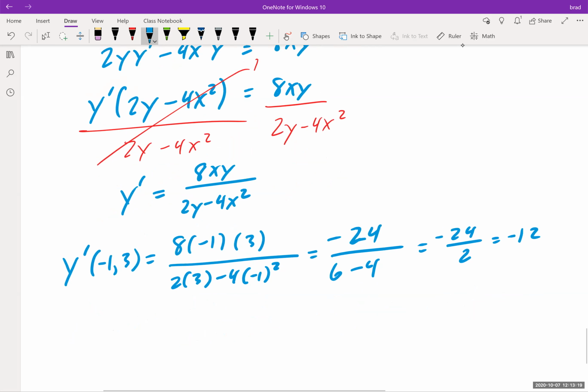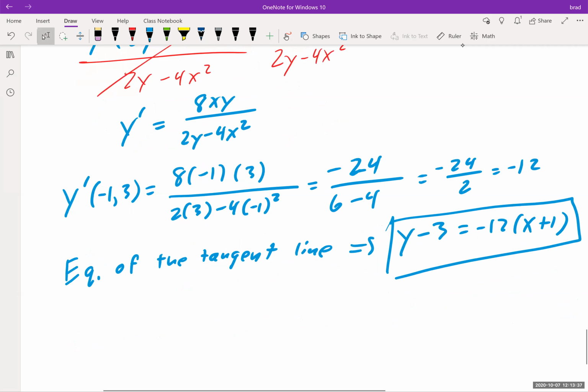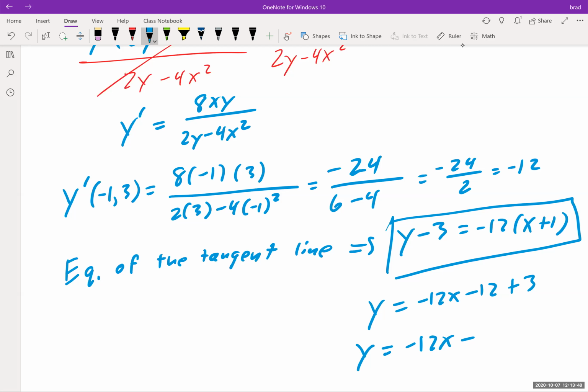So now we have our equation of the tangent line: y minus 3 equals -12 times (x plus 1). And that would be my equation. Now, if the computer wants it in y equals mx plus b form, you could then do y equals -12x minus 12 plus 3. So y equals -12x minus 9. That would be in y equals mx plus b form. Okay. So far, so good. Not too bad.